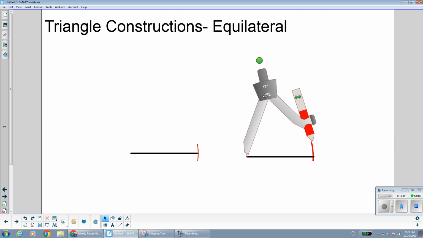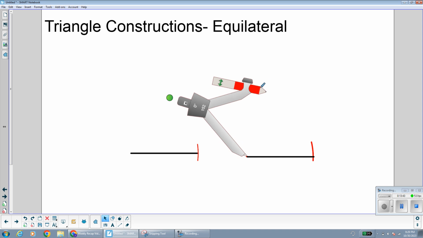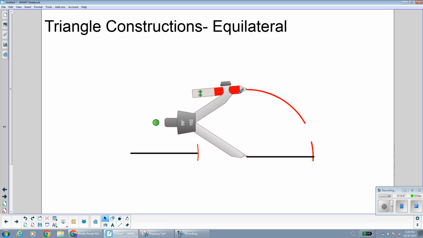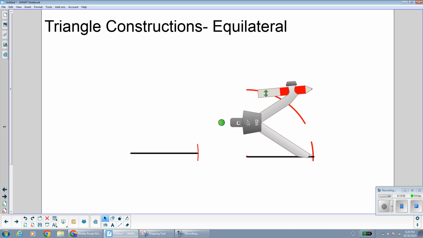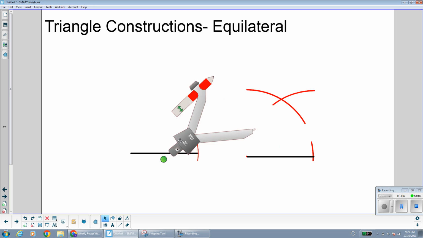Without changing the distance on my compass, because it's holding the length of this line segment right now, I'm still on the point that we marked. And I'm just going to make an arc. Then I'm going to go over to the other endpoints. And I'm going to swing the same arc.